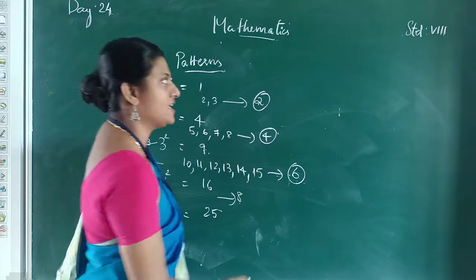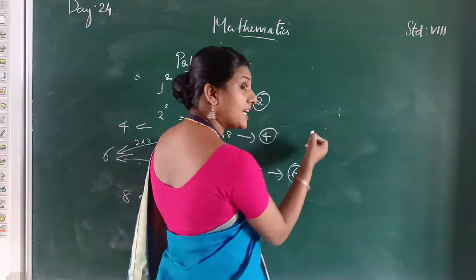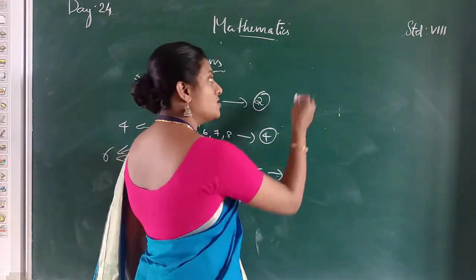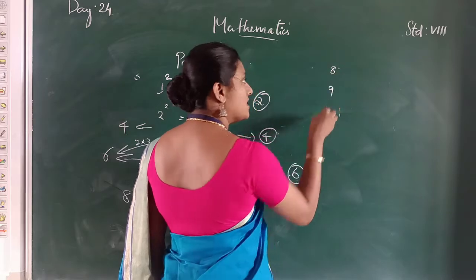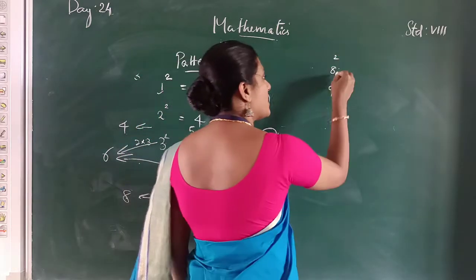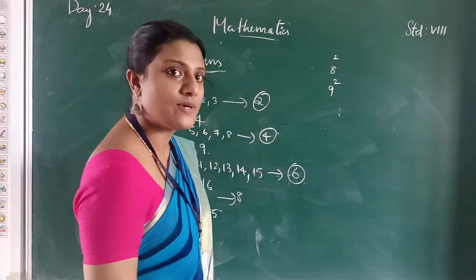Understood? In general, this applies to consecutive numbers. So, 8 and 9. Between 8 square and 9 square, how many numbers are there?